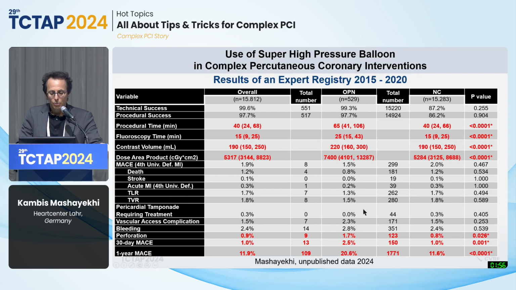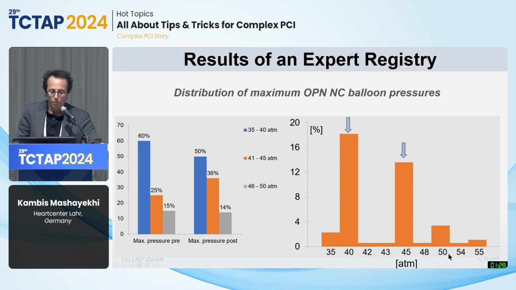And probably what's interesting is that if we need a very high pressure of 30 to 40, 50 atmosphere, the perforation rate, if it's circular calcium, is slightly higher, but not so significant. As you can see here, 1.7 versus 0.8%. And for sure, when we compare the heavily calcified lesion to the conventional PCI cohort, the MACE rate is doubled after 1 year.